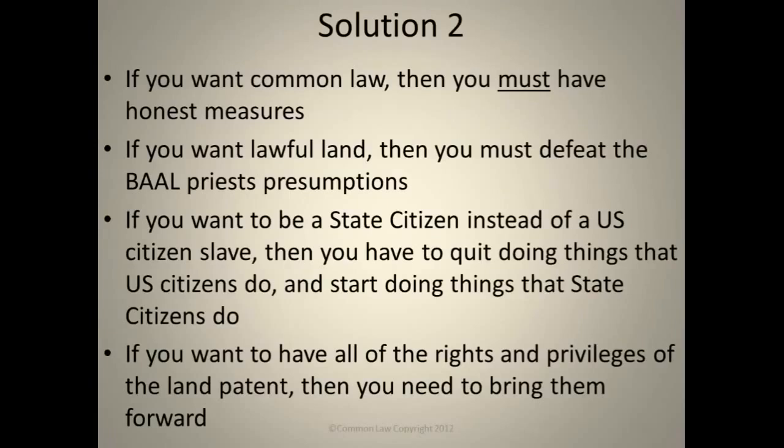If you want common law, then you must have honest measures. If you want lawful land, then you must defeat the bail priest presumptions. If you want to be a state citizen instead of a U.S. citizen, then you have to quit doing things that U.S. citizens do and start doing things that state citizens do. If you want to have all the rights and privileges of a land patent, then you need to bring those rights and privileges forward.